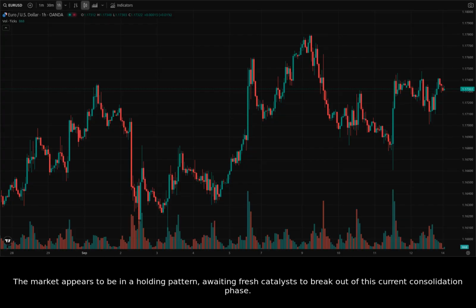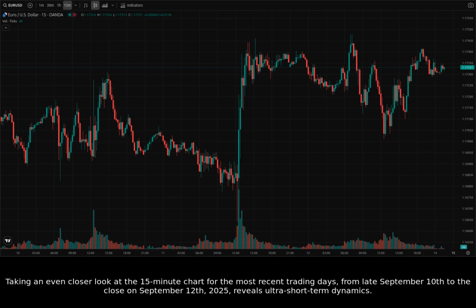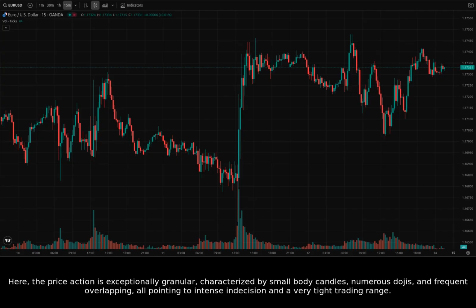The market appears to be in a holding pattern, awaiting fresh catalysts to break out of this current consolidation phase. Taking an even closer look at the 15-minute chart for the most recent trading days, from late September 10th to the close on September 12th, 2025, reveals ultra-short-term dynamics. Here, the price action is exceptionally granular, characterized by small body candles, numerous dojis, and frequent overlapping, all pointing to intense indecision and a very tight trading range.